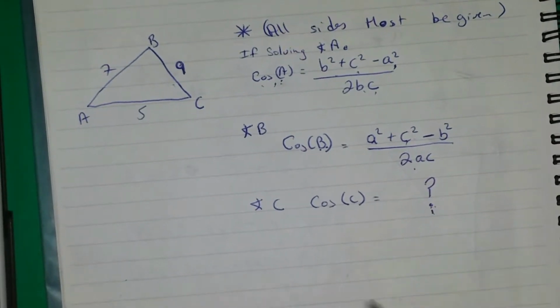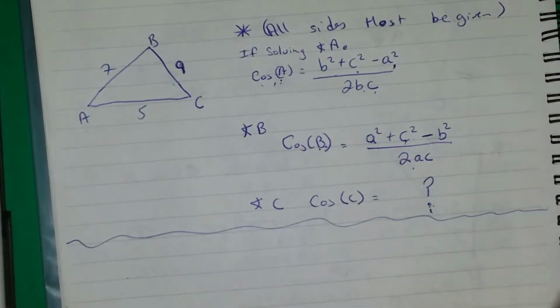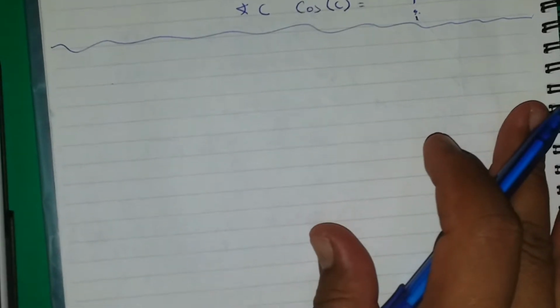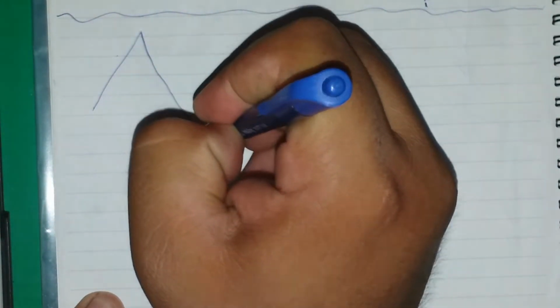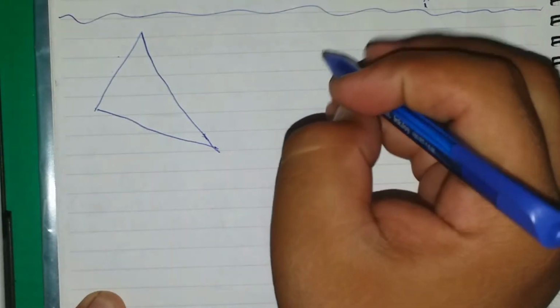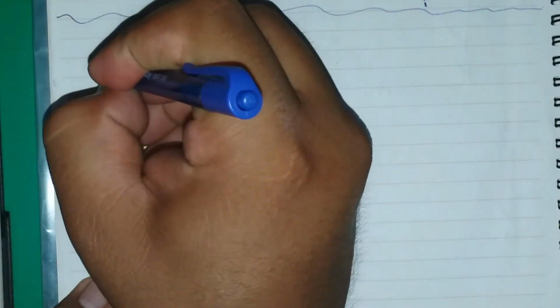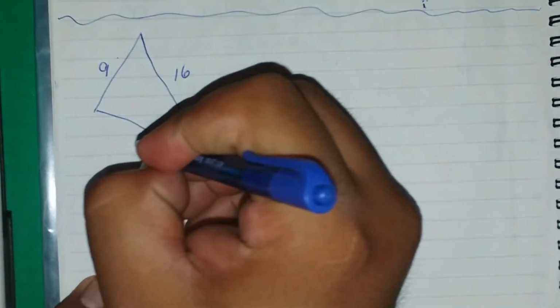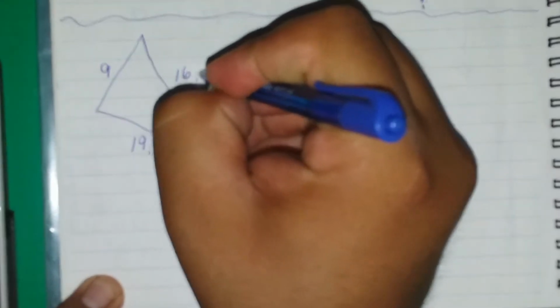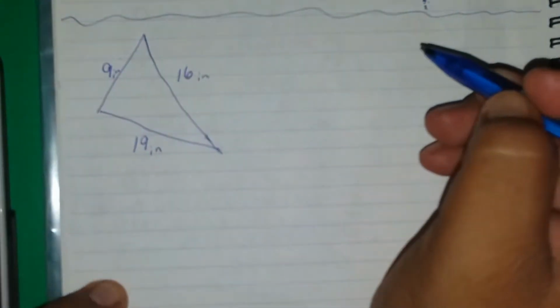Alright, so let's continue by solving a triangle. We already know how we're going to write the formulas, and then we're going to see what we can do. Let's say we have a triangle here. I'm just doing a sketch of it, not accurately. So let's put this to be 9, this is going to be 16, this is going to be 19. Let's put inches, inches, inches.